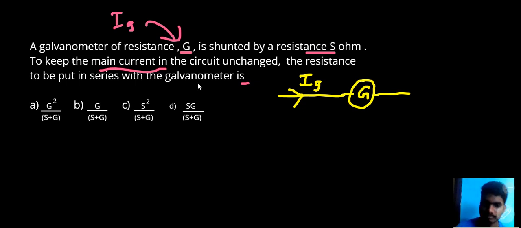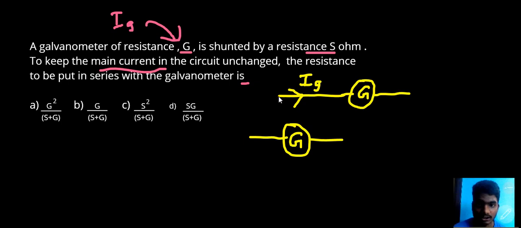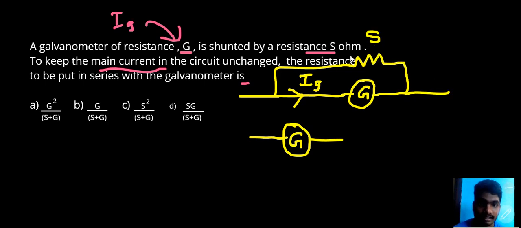Now the next thing is, in the second case, we need to add some resistance. With the shunt, the total current is different from the main current. The shunt resistance is present here. You should understand this. The total current is I, and the current received by the galvanometer is Ig. This is a very important thing. The Ig is going to be unchanged in the circuit.